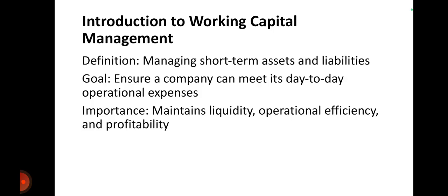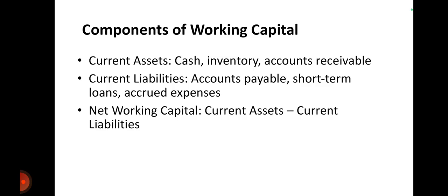Let's go through more detail about working capital management. Working capital includes both current assets and current liabilities. Current assets are cash, inventory, accounts receivable and debtors, and current liabilities are accounts payable, short-term loans and accrued expenses. Net working capital results from current assets minus current liabilities. After that we can add margin and arrive at net working capital.